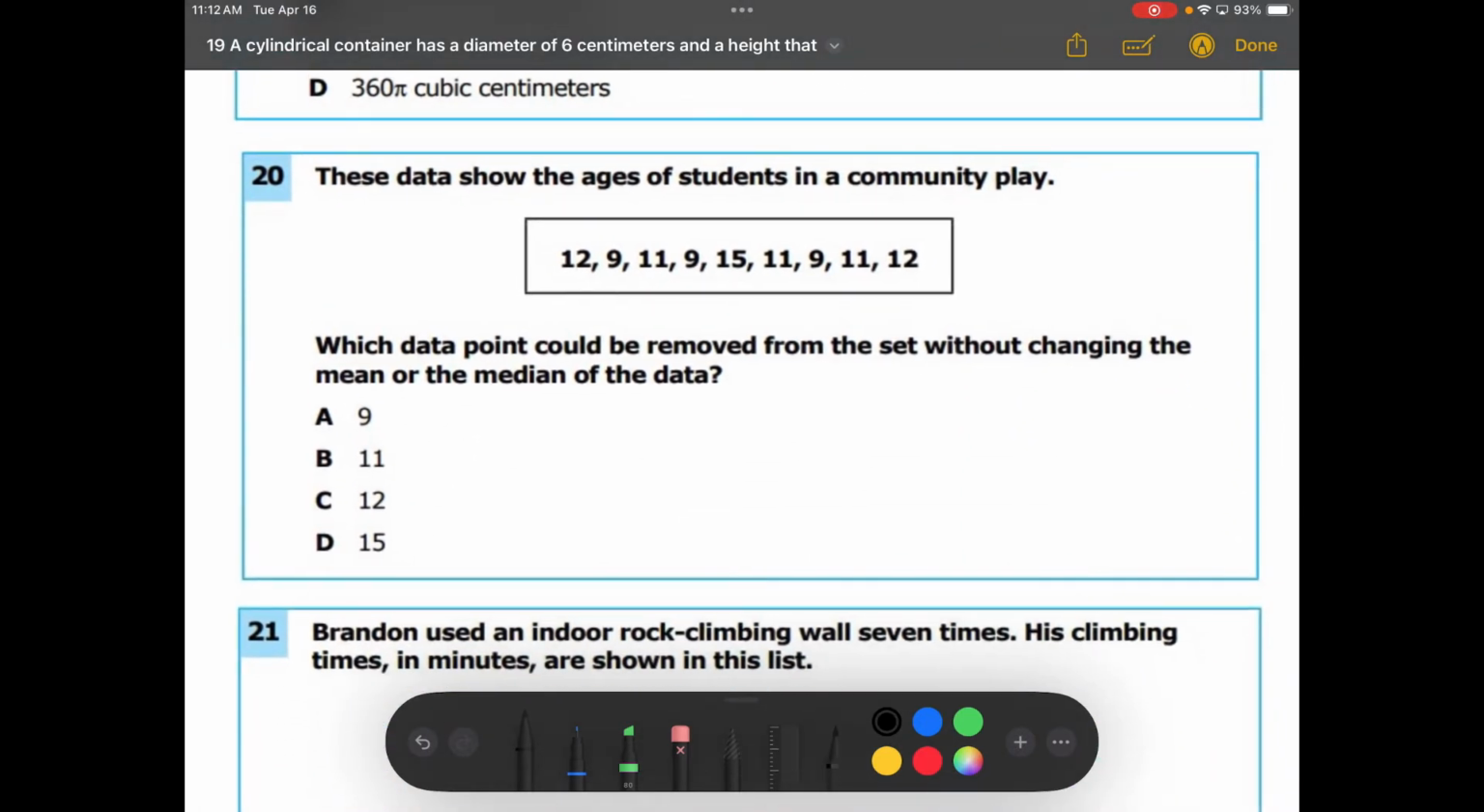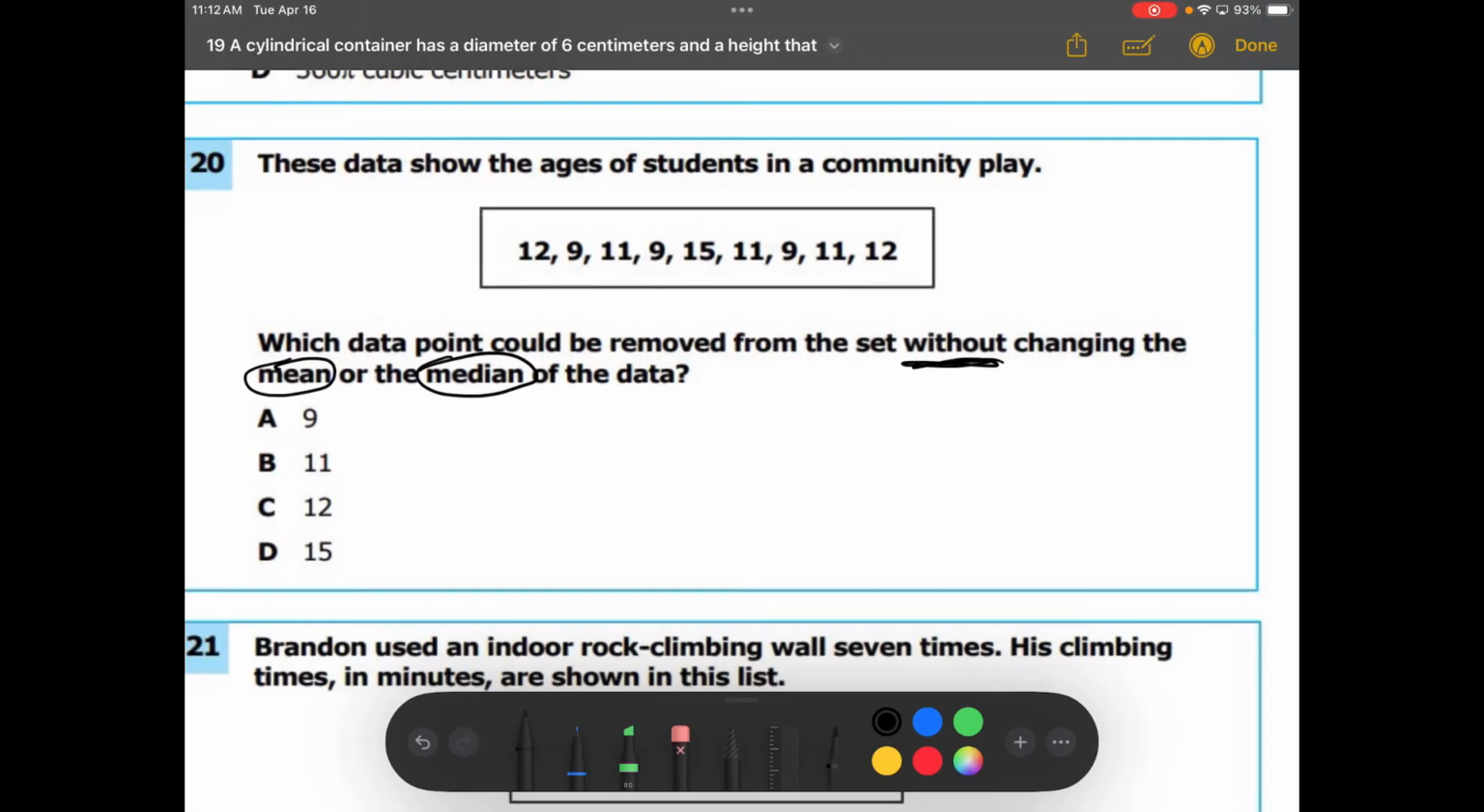Number 20. These data show the ages of students in a community play. Which data point could be removed from the set without changing the mean or the median? Now, when we talked about central tendency, we talked about how the outlier could affect the data, how the outlier could make data increase or make data decrease. But this question is not asking about the outlier. This question is asking, what exactly can I remove without making any changes?